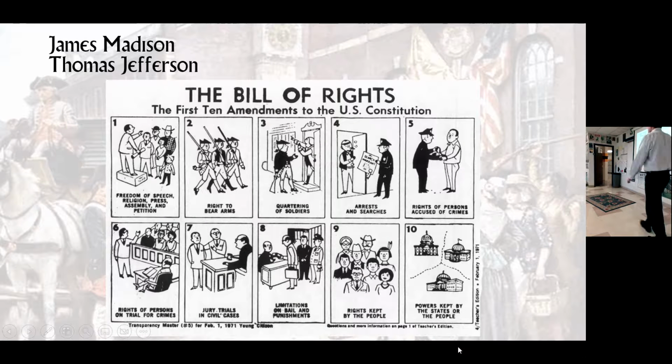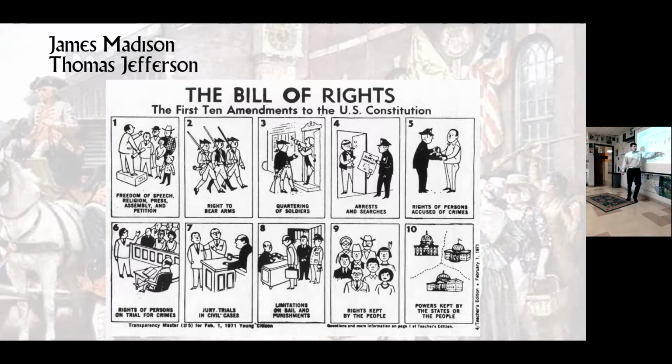Madison would write the Bill of Rights. He would write 12 amendments. 10 would be ratified. And you'd see all these little charts if you go on the internet, little things about the Bill of Rights. People mention it. Like the First Amendment, the freedom of speech, the freedom of religion, press, assembly, and petition. The second, the right to bear arms. The third, quartering of soldiers. And so on.